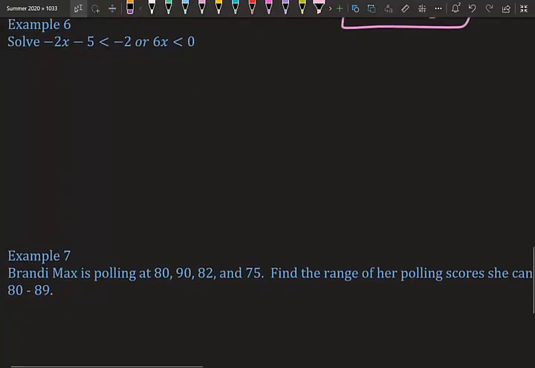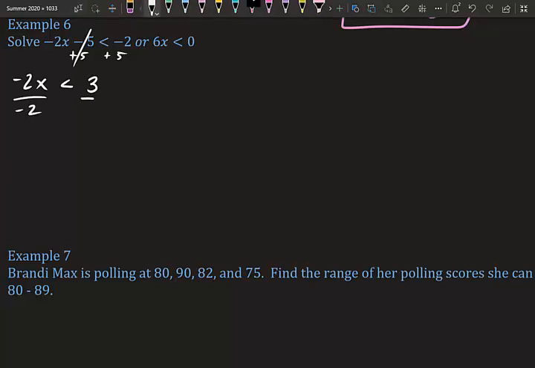All right, example 6. We have negative 2x minus 5 is less than negative 2, or 6x is less than 0. So this is not compound. It did not start together. All right, so for our first one, I'm going to add 5 to both sides. And when we do, we have negative 2x is less than 3.